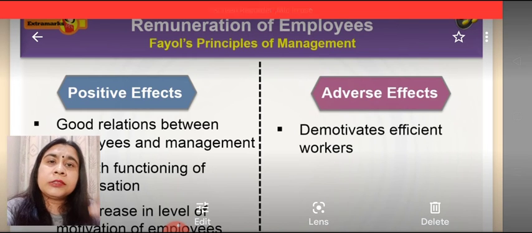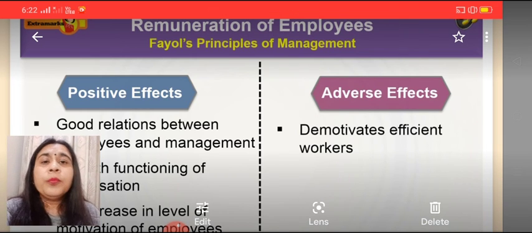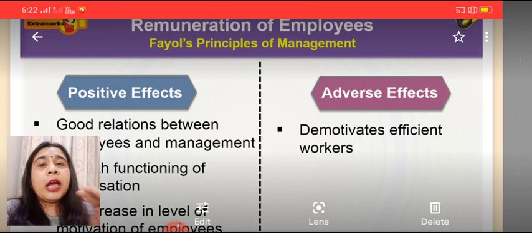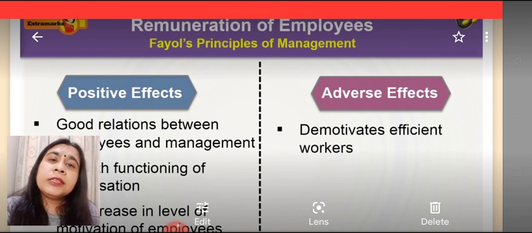So I hope that these three principles explained in this video, unity of direction, subordination of individual interest to general interest, and thirdly the remuneration of employees, are clear to everyone.